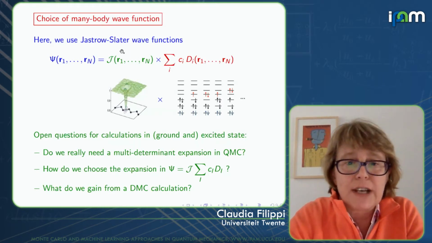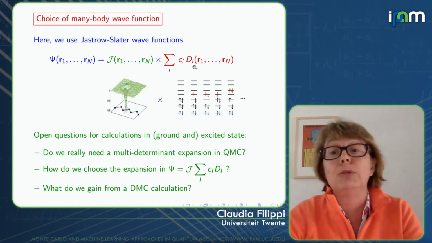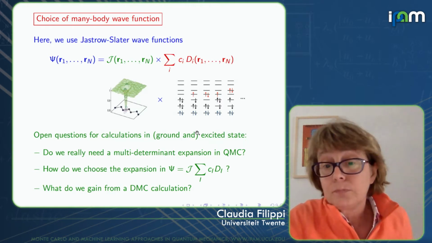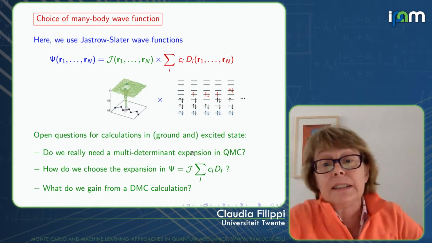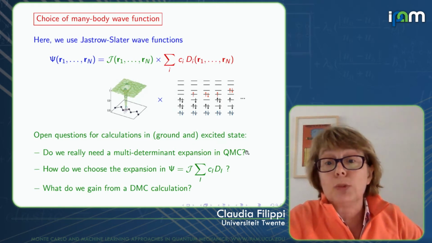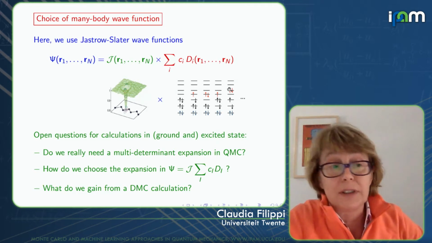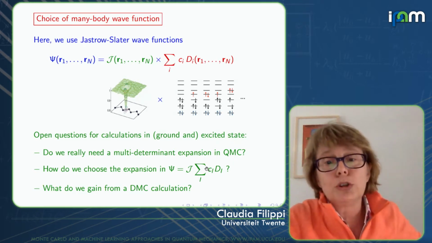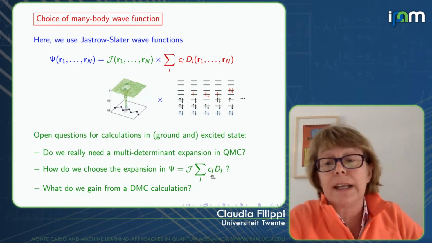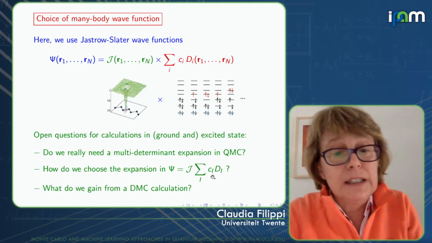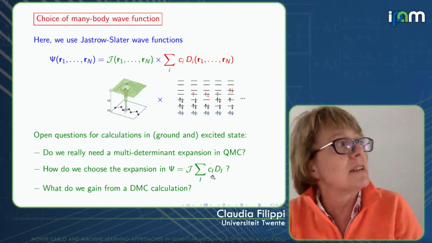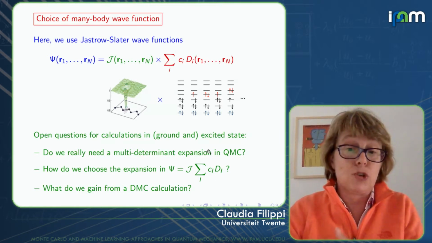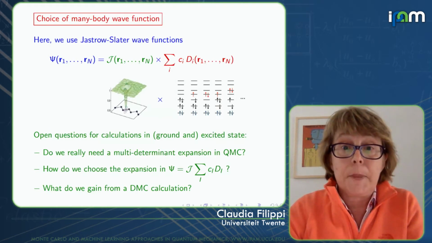You already mentioned you have a Jastrow factor, a correlation factor, and a sum of terms. Another question is whether we really need a multi-determinant expansion in quantum Monte Carlo. I mean, often if you look in the literature, people use a single determinant. Now, if you go multi-determinant, how do you choose the expansion? And then if you work very hard in variational Monte Carlo, you optimize everything. The question is, do you even need diffusion Monte Carlo on top of your VMC?